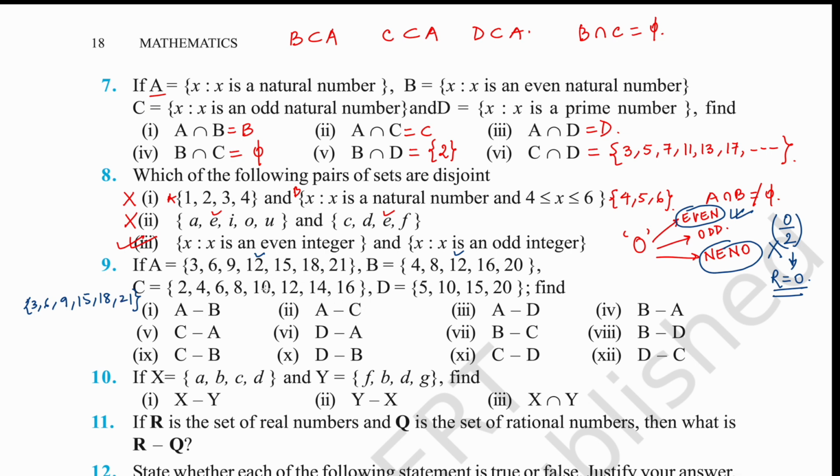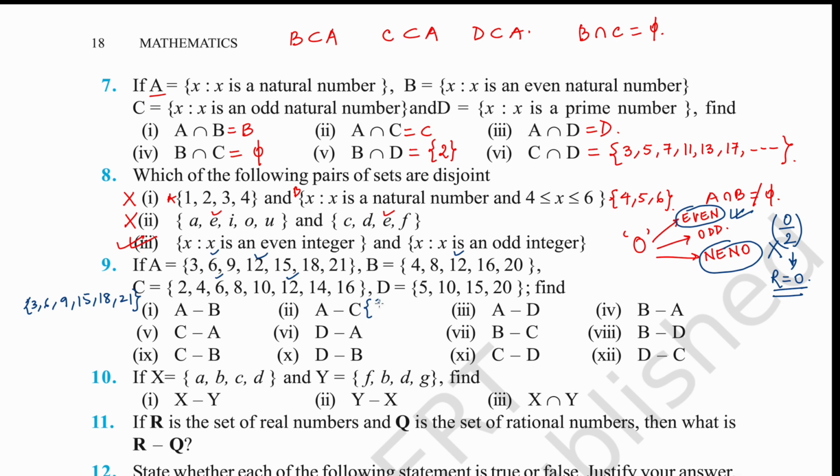Similarly, if you try to find A minus C, let's try to identify which are the elements common between A and C first, right? So 2 is not common between the two, 4 is not common between the two, 6 is common between the two, right? 8 is not common between the two, 10 is not common between the two, 12 is common between the two, 14 again not common, 16 again not common. So here in A minus C, you'll include all the elements of A and remove the elements which are common between the two sets.